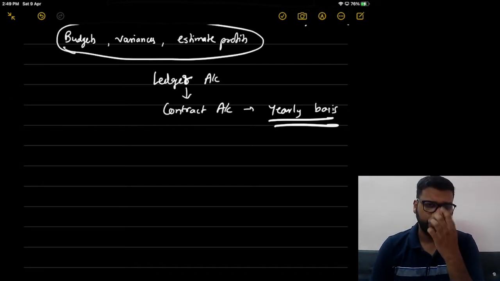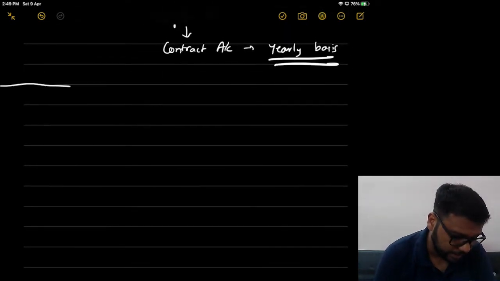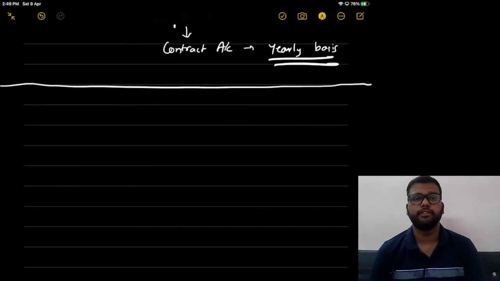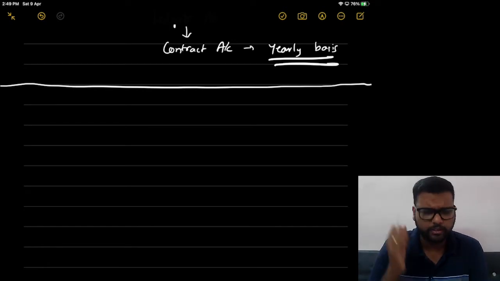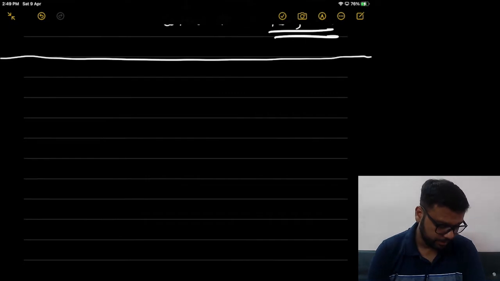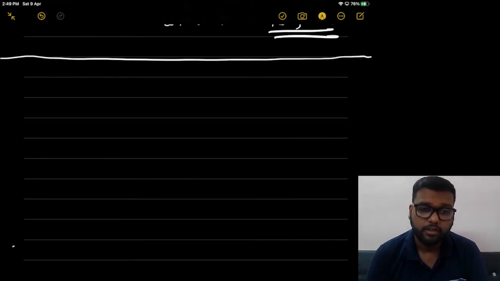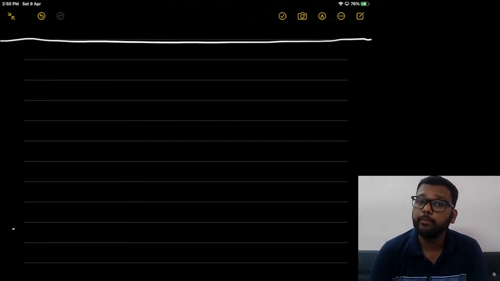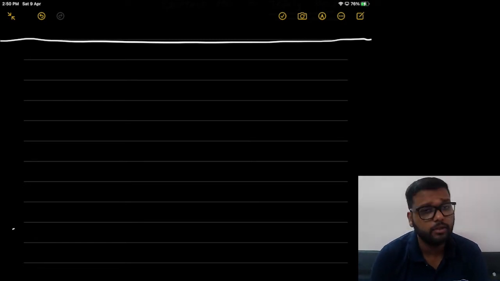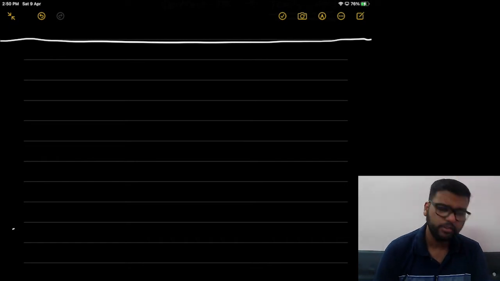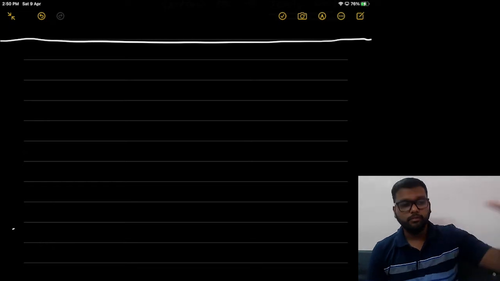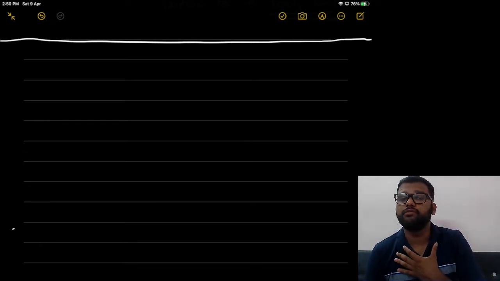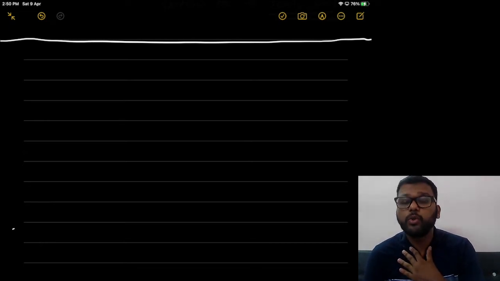So let's start with this. Let's take a small example and tell me if you understand. Okay, so now let's take this example. This example is going to be covering everything, all terminologies in this chapter. So very important example. Don't note it down right now, note it down later. Let's say, first of all, someone has given us a contract to construct a building.